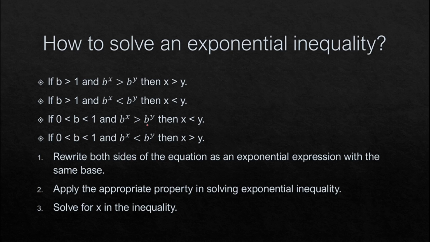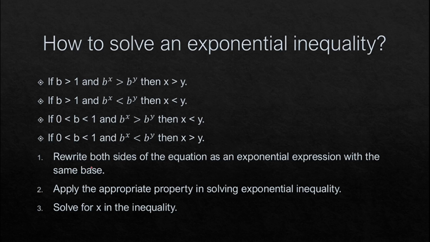Kung if b is greater than 0 but less than 1, so basically mga fraction, mga 1/2, mga 1/3, 2/5, basta hindi magiging greater than 1, pero hindi din magiging less than 0. And b of x is greater than b of y, then x is less than y. So parang binaliktad lang siya. Kung fraction na less than 1, then ibaliktad ang sign sa pag-solve ng exponent.